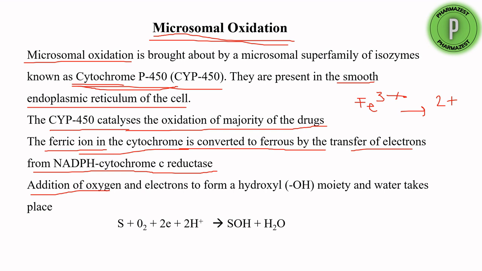The overall process is an addition of oxygen and electrons, so that there is formation of a hydroxyl moiety and water. Here S means the substrate, that is, the drug molecule. In the overall reaction of this microsomal oxidation, to the drug molecule one molecule of oxygen is added and two electrons are added. Ultimately, an OH group is added to the substrate molecule and a water molecule is formed.